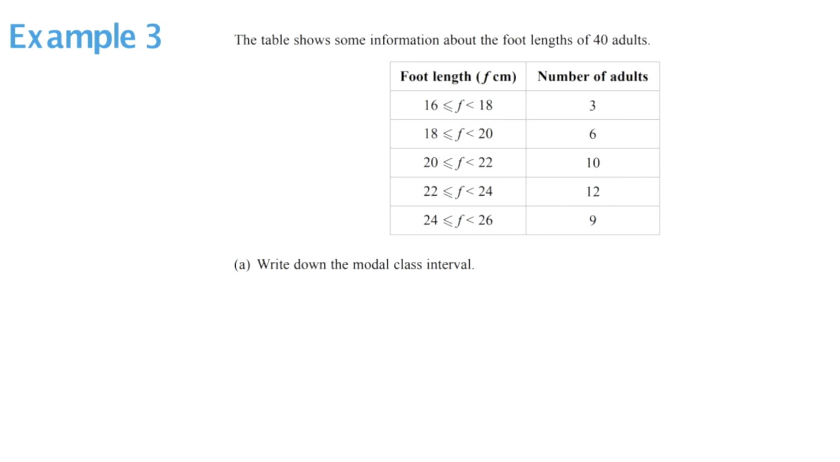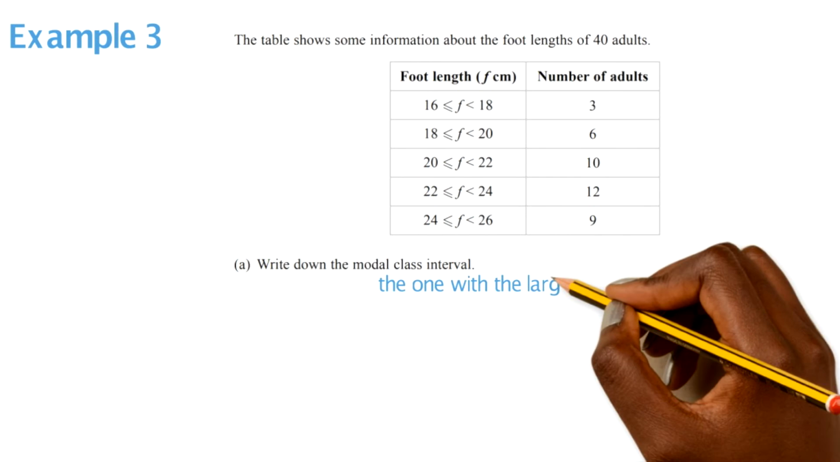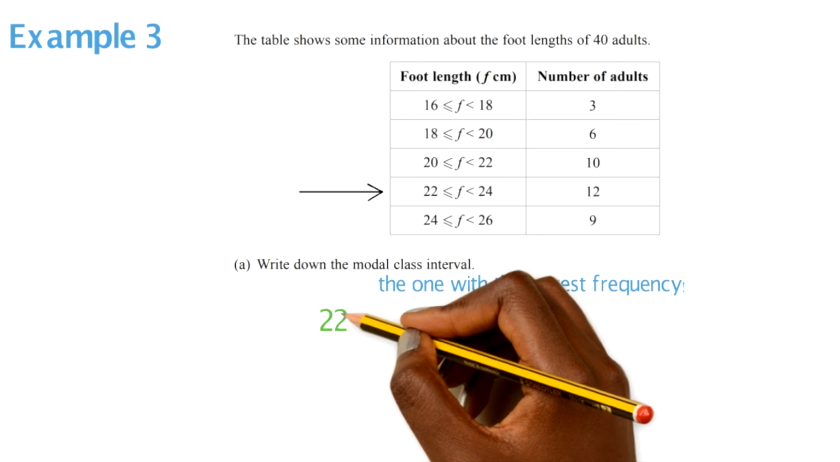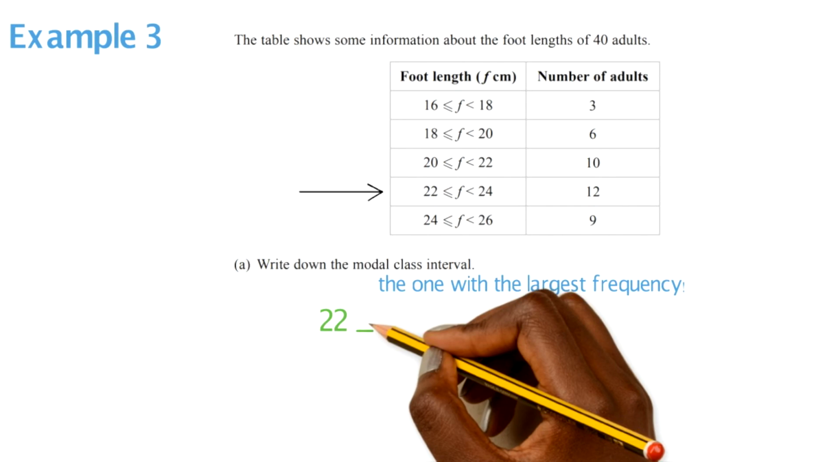And then the last example, example 3, is going to be an example of a mode question. So each example question is of each type. So here it wants us to work out the mode or class interval. Mode means most common, so it's the one with the largest frequency. So the interval with the largest frequency is the 22 to 24. And so that's literally just going to be your answer.